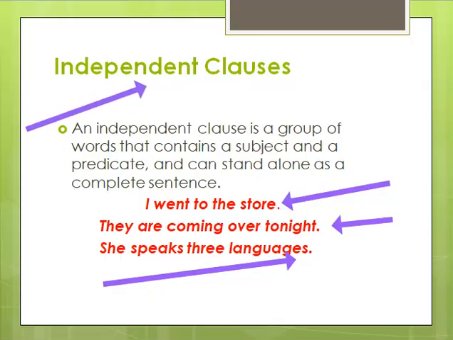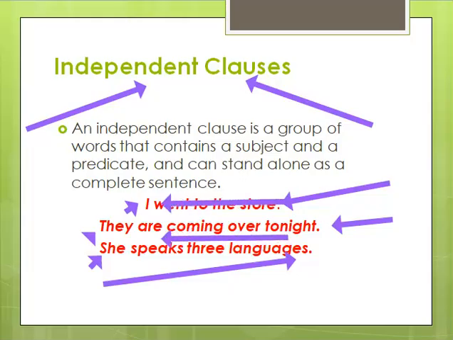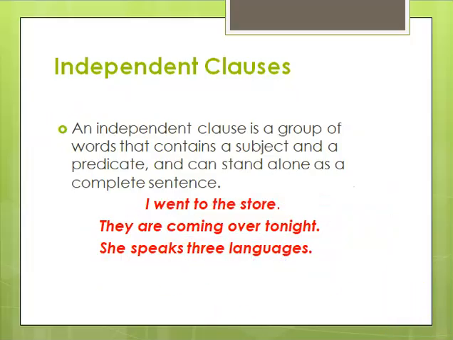And how is it a clause? Because we have already defined that a clause has a subject, I, they, and she, and apart from that it has a predicate of its own. You see, went to the store, are coming, speaks three languages, the predicate of its own.